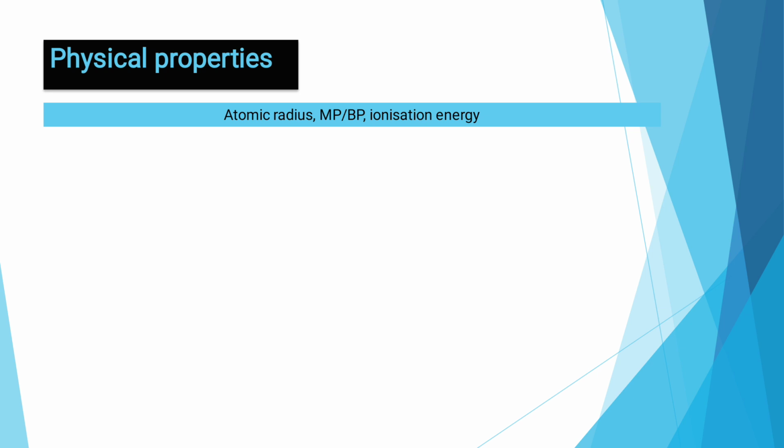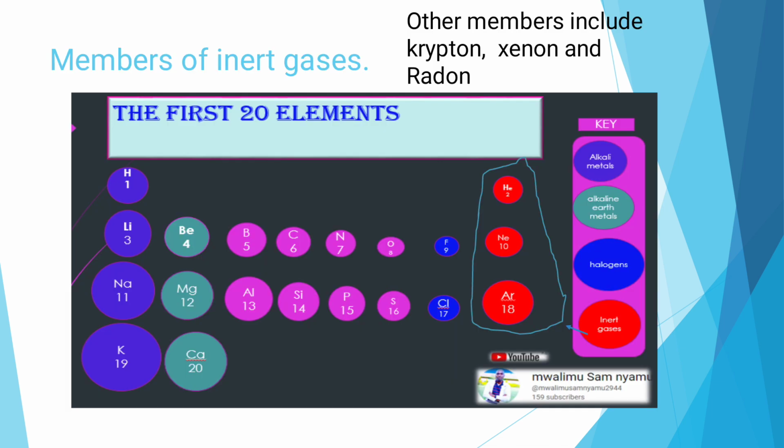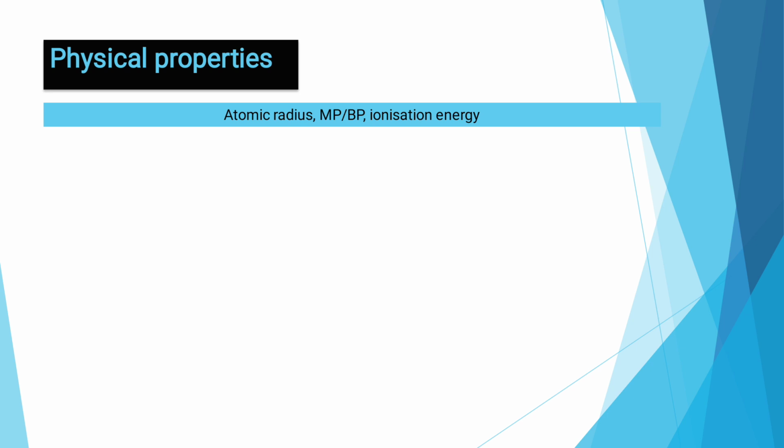And on the atomic radius, like you can see from the diagram here, from the periodic table, as we go down the group, the atomic size or the atomic radius increases. Why does the atomic radius increase? To be able to understand that, we will just look at the atomic structure of helium, and then we draw the atomic structure of argon.